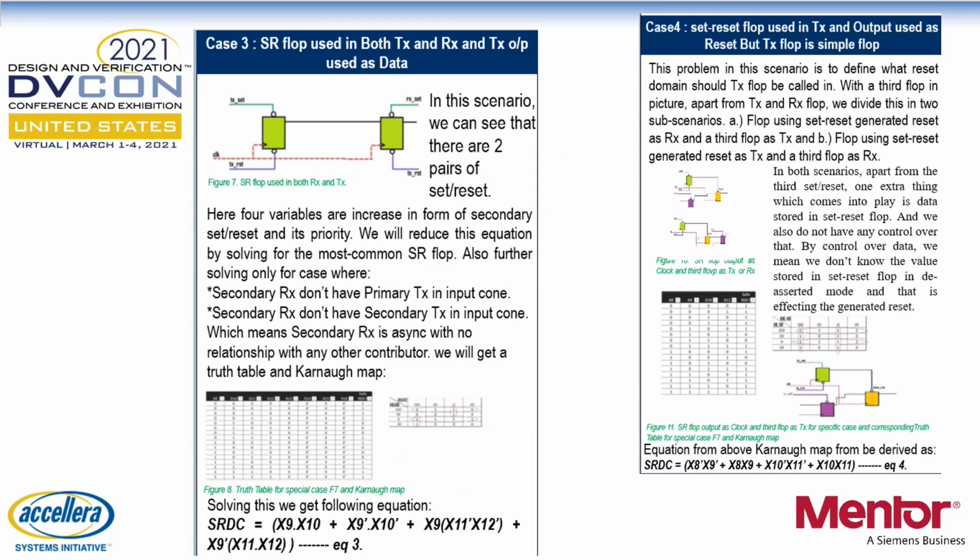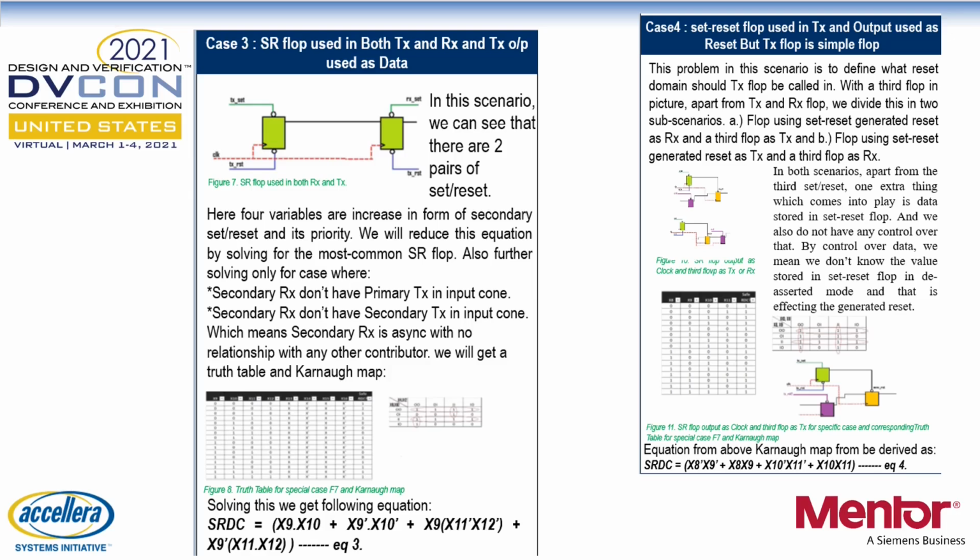In these slides, in the interest of time, we have covered both the remaining scenarios, case 3 and case 4. Case 3 is a scenario where we have considered both the flops, the TX and RX flop, as SR flops, basically set reset flops. So we now have 4 variables to define the set reset values of both the nets and the priority of both the nets, basically for both the flops, the TX flop and the RX flop. And similarly, we have 4 variables for the relationship equations. So we can solve this SRDC very similarly depending upon table 2 shown earlier, and we get the equation as shown on your screen.